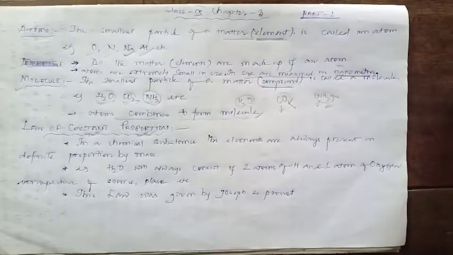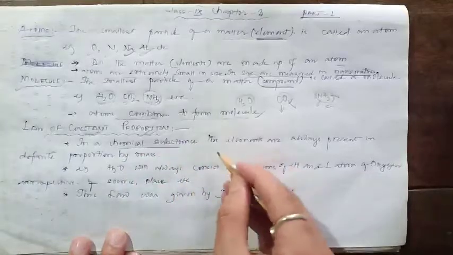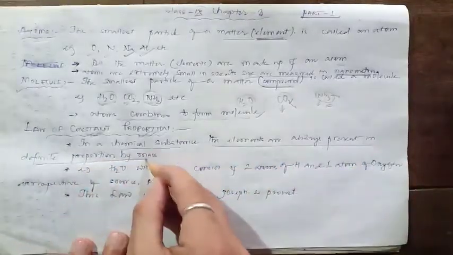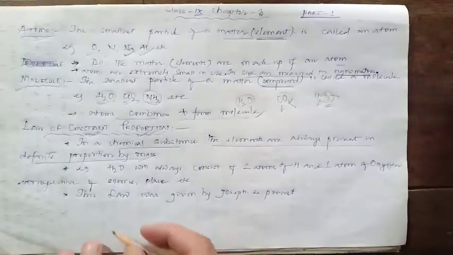So what does this law say? It states that in a chemical substance, the elements are always present in a definite proportion by mass. You take any chemical substance, and that substance will always be composed of elements, and those elements will always be found in a definite quantity, a definite proportion by mass. Now let's take an example to understand this.